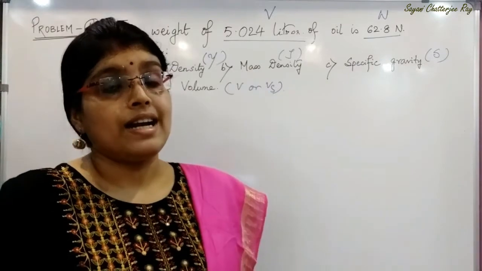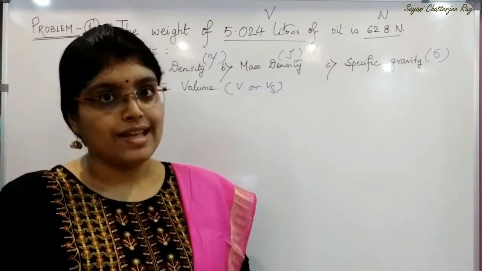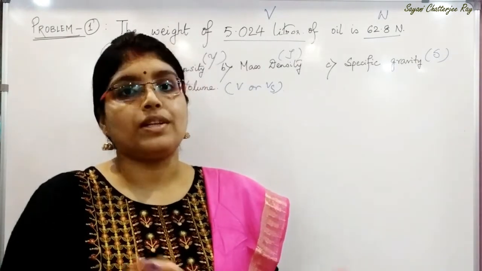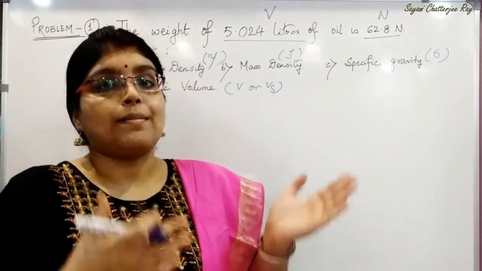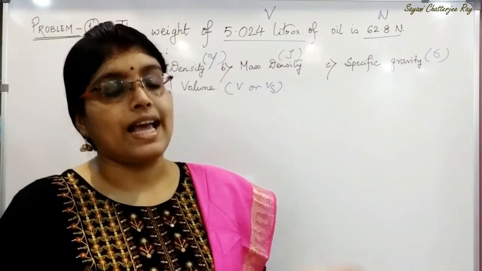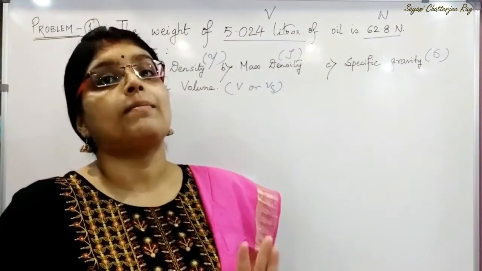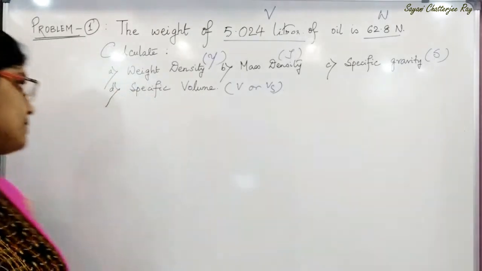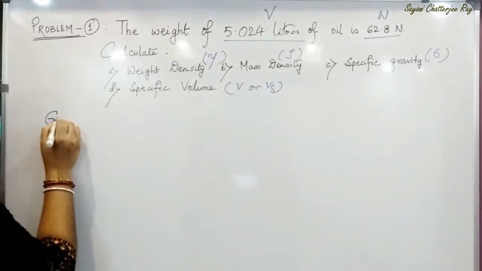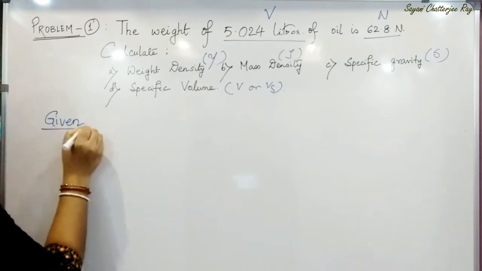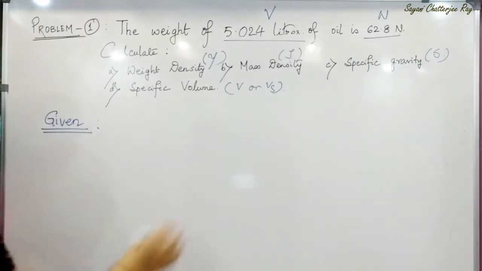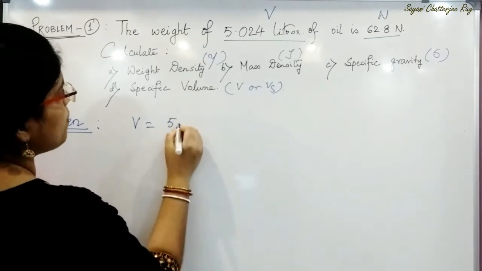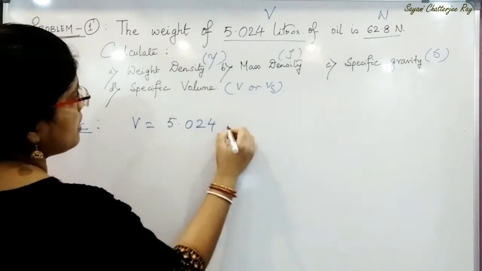First write what is given in the question, then write what is asked to find out, and then do the solution. In that way, the presentation is also very good and you will be able to solve the problem in a simple way. So first, given: volume, that is V, equals 5.024 liters.